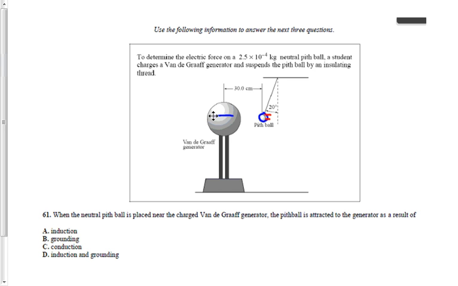That leaves us with a charge separation. Positive side here, negative side here. Positive is attracted to negative. So the entire neutral pith ball will be attracted to the negative dome. That's induction, right? There's no charge being transferred there. That's going to be induction. So that's going to be A.